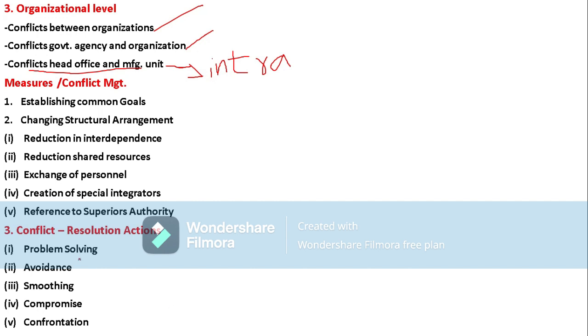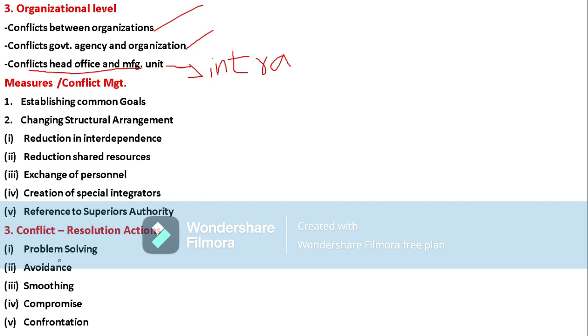Now coming to actions. These are also related to these measures only, but if these actions are taken in an organization, to some extent we may reduce the conflicts. Take problem solving. Problem solving is considered to be the most positive technique for conflict resolution. Why? Because it emphasizes attaining the common interest of both conflicting parties.